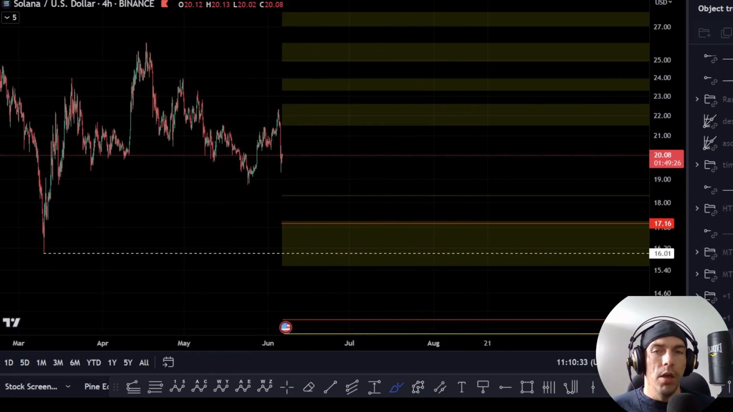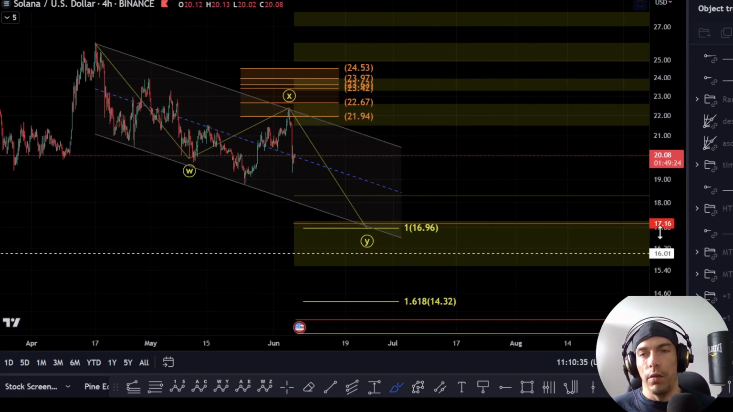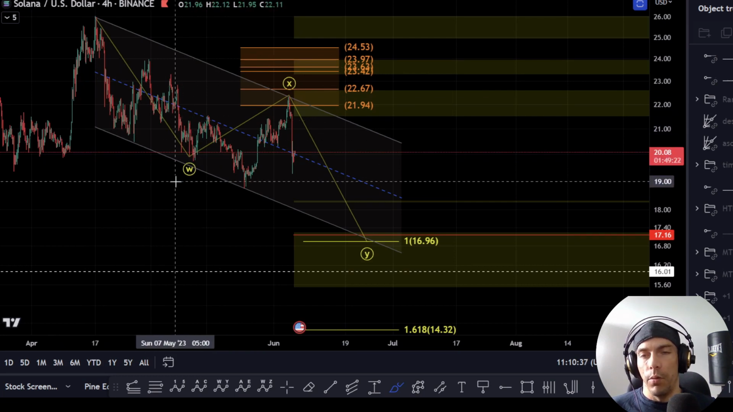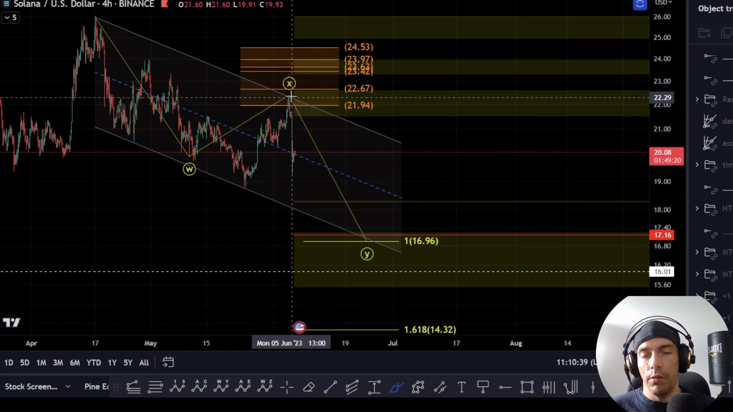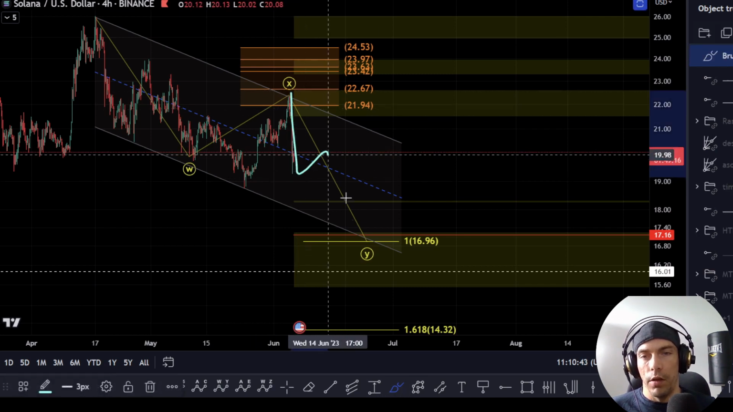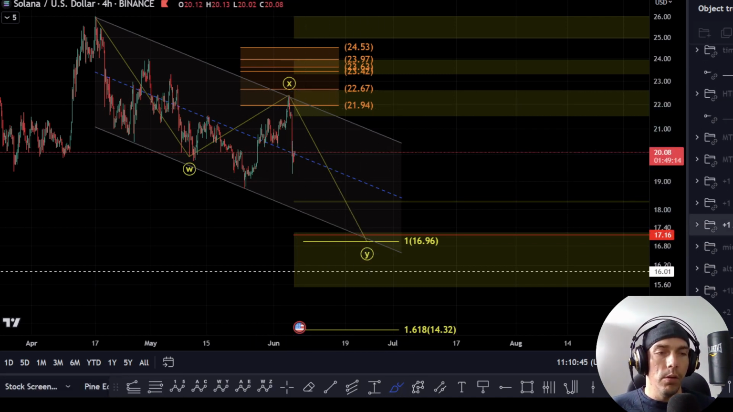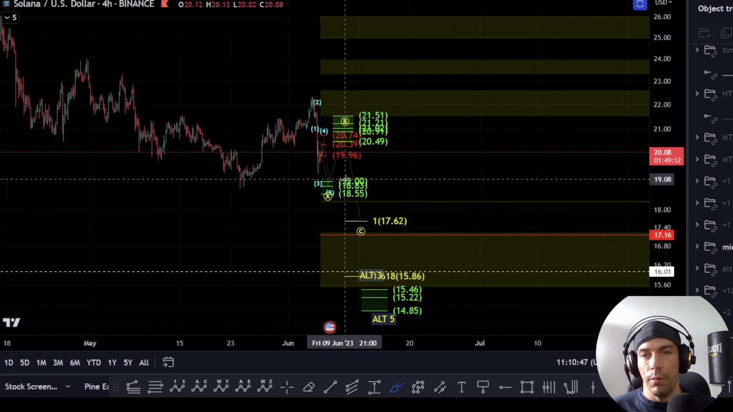Now, we could also potentially argue this is playing out in this way, where we treat this as a W. Here we have this as a flat correction for an X wave, and what we could be looking for is a direct move to the downside in an A, B, and a C. Now, if we are looking for that, what we could actually see is something along these lines.